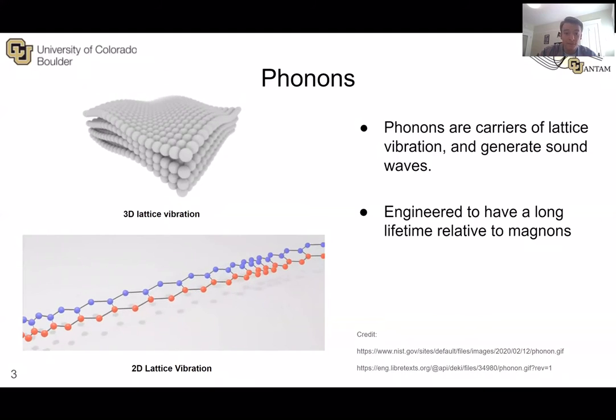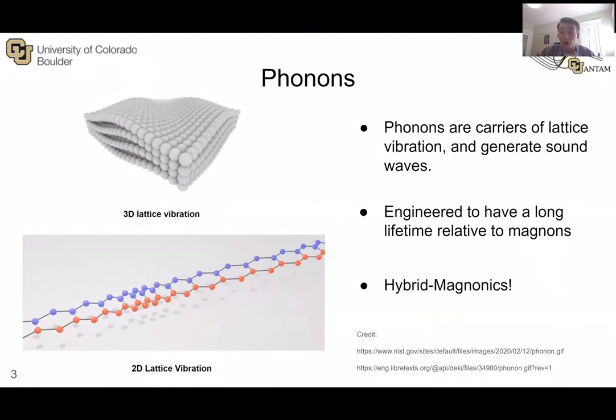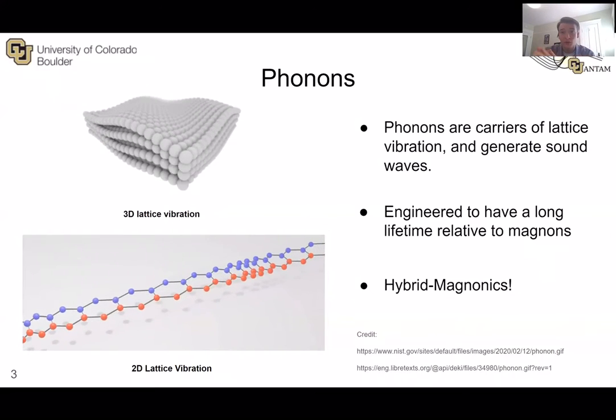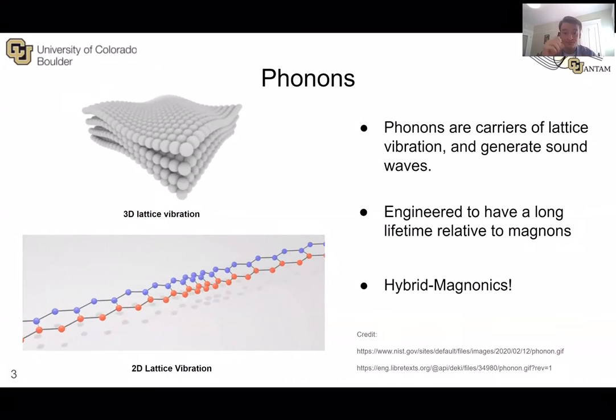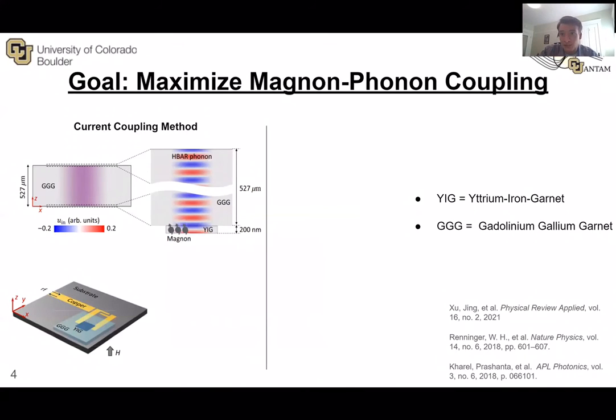And this is known as the field of hybrid magnonics, encoding data into magnons because it is easy to do so, then transferring that data to phonons since they could last longer. And that brings me to the goal of my research, to maximize magnon-phonon coupling, or in other words, maximize the data transfer between magnons and phonons. And to do this, we need to use a material known as a magnetoelastic material.